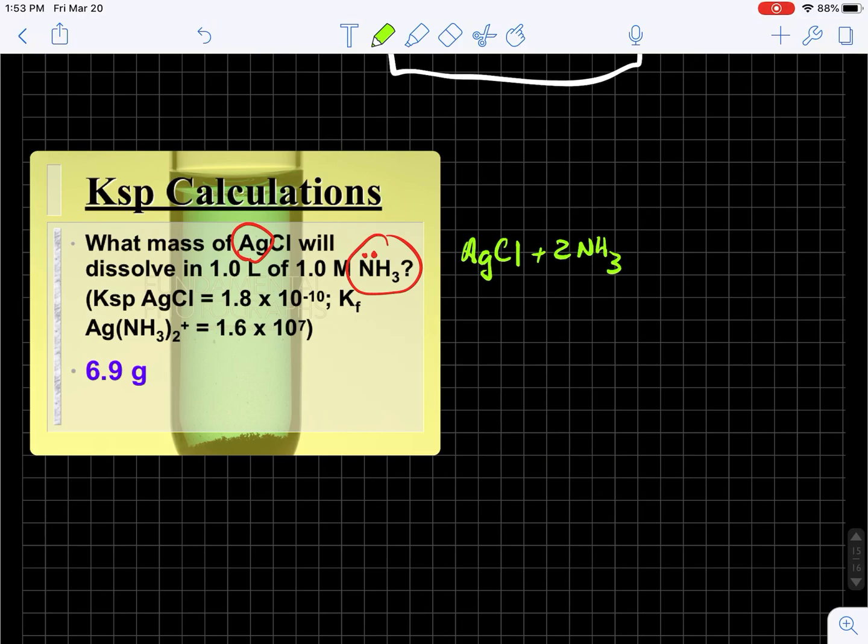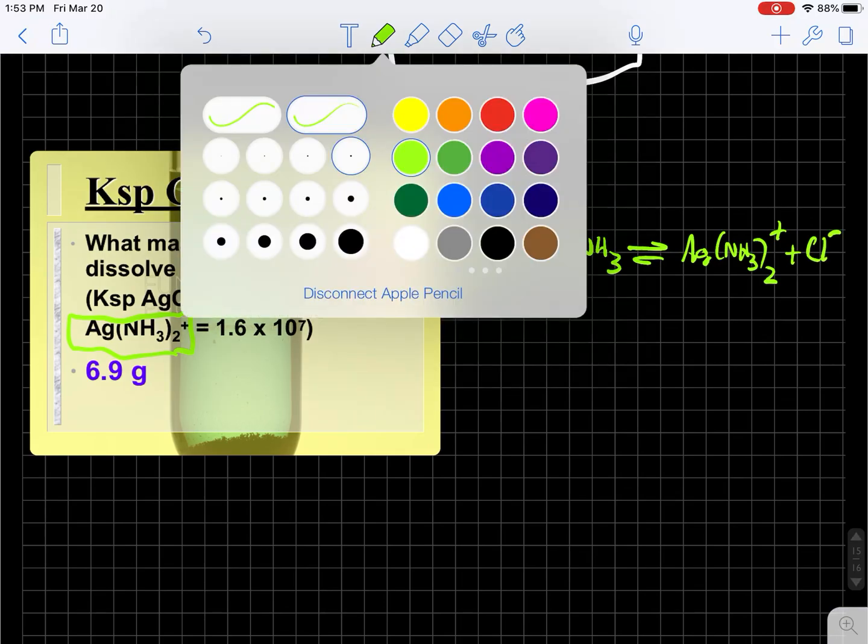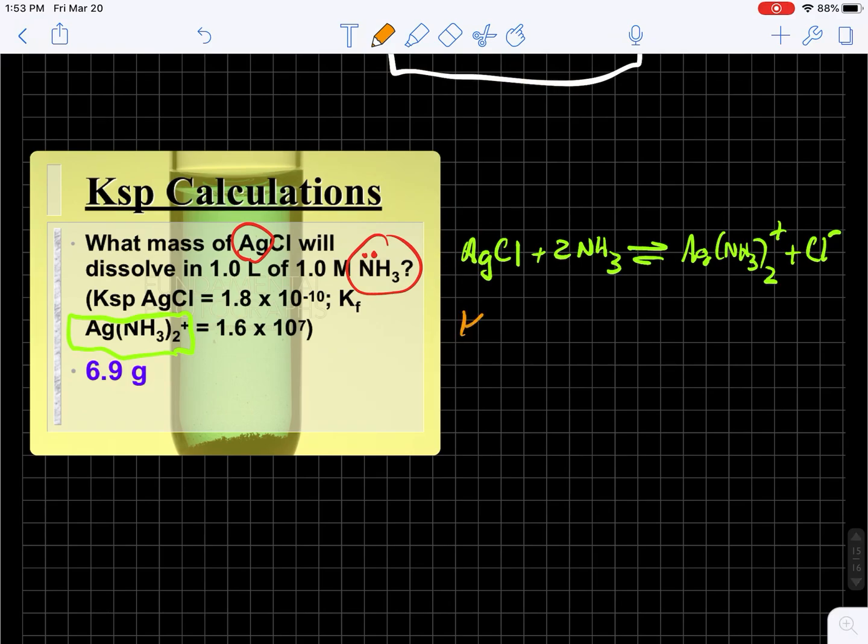One, the charge on silver is +1, and usually the number of ligands is double the charge number. So if it was +2, there'd be 4 ligands. If it was +3, there'd be 6 ligands. Second, if you look at the product for KF, there's 2 moles of NH3 in the formula right there for diammine silver plus. So this is going to produce diammine silver plus and the chloride ion.